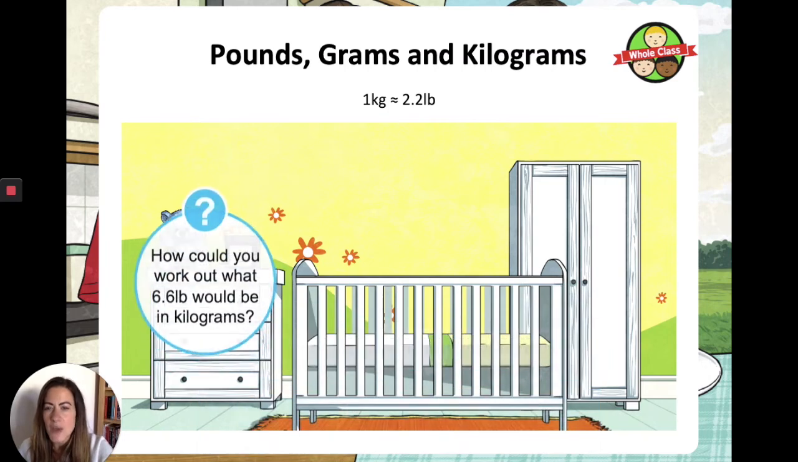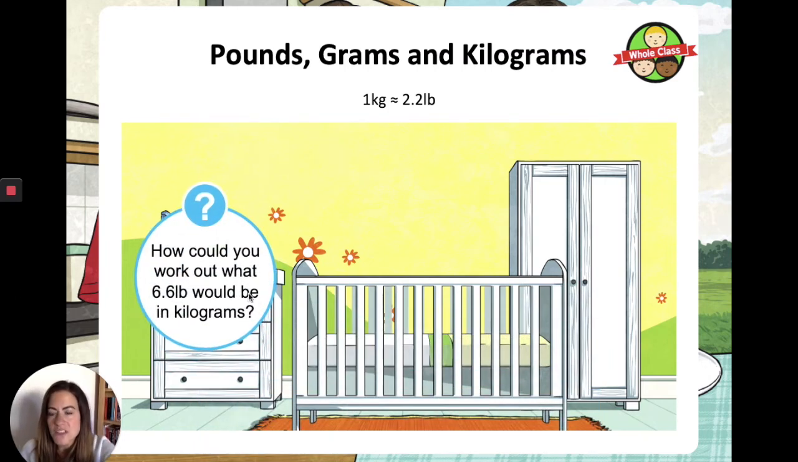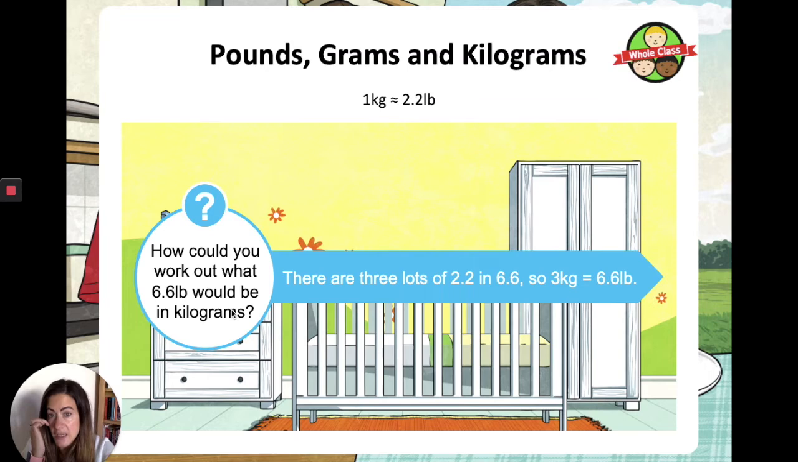Let's try the other way. How could you work out what 6.6 pounds would be in kilograms? Well, we can see how many 2.2s fit into 6.6. So for example, 2.2, 4.4, 6.6. 3 lots of 2.2, so 3 kilograms equals 6.6 pounds.